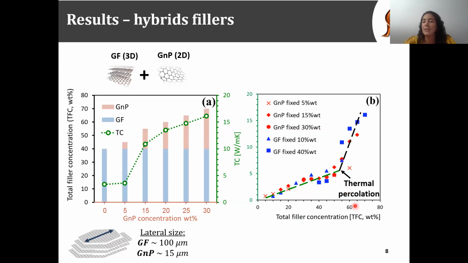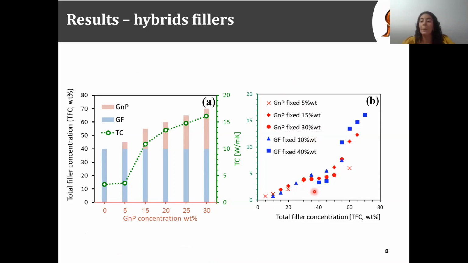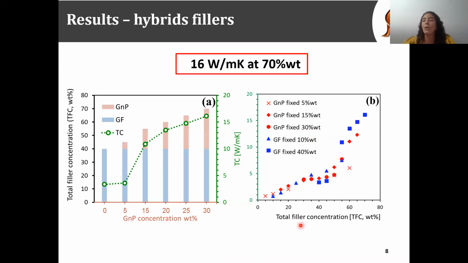We define that concentration as a thermal percolation at 50 weight%, regardless of the GF-GNP ratio. Therefore, we definitely can say that the importance of fixing one of the fillers is negligible, while the ability of succeeding to load maximum filler is crucial in order to achieve a significant enhancement, such as the 16 watt per meter Kelvin for the hybrid system.